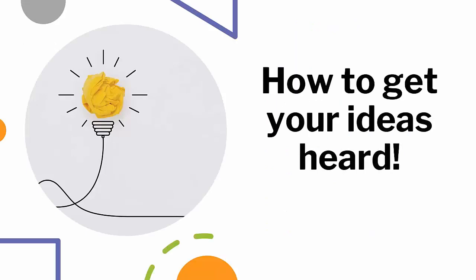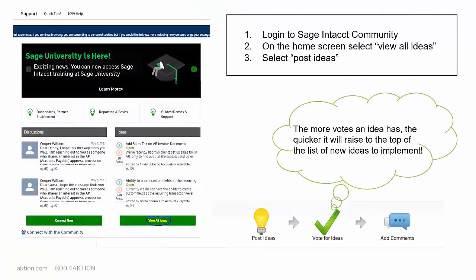How can you specifically get your ideas heard? Most of the ideas that you've seen in this release relate to what customers like yourself have reached out about and promoted because they have been potential pain points. If you go into your Sage Intacct community, you can see on the home screen there is an option to view all ideas. You can go in, post your idea, give additional information, maybe some screenshots, and explain how this would be more beneficial to all Intacct users.